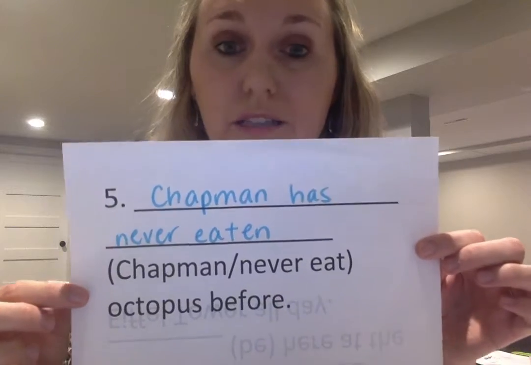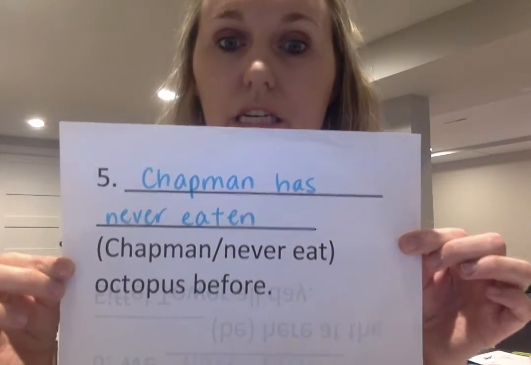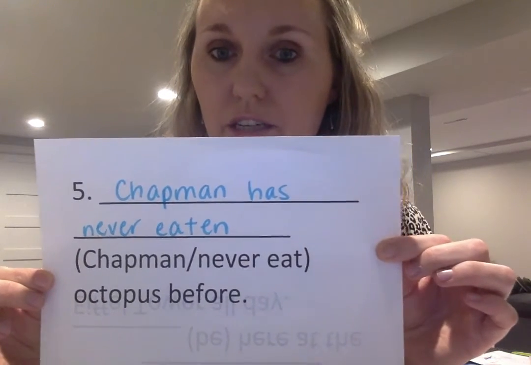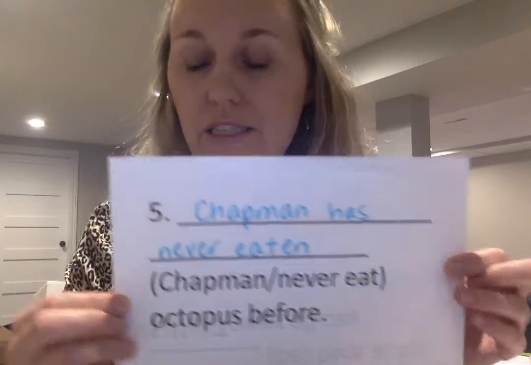Number 5. Chapman never eat octopus before. Okay, what do we think? We have that word before. What does before indicate? Okay, good. It happened at some point, but there's no distinctive time frame. So Chapman has never eaten octopus before. Very good. So we would have to use the present perfect for this one. He has never eaten octopus before.